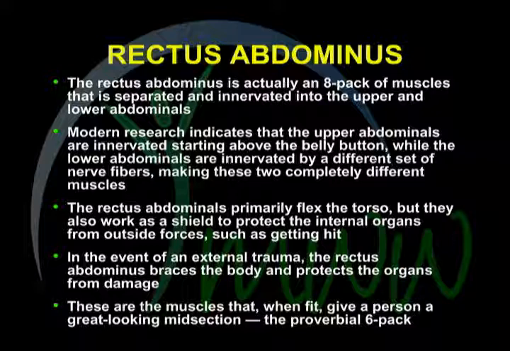The rectus abdominals primarily flex the torso, but they also work as a shield to protect the internal organs from outside forces, such as getting hit. In the event of an external trauma, the rectus abdominis braces the body and protects the organs from damage. These are the muscles that, when fit, give a person a great-looking midsection, the proverbial six-pack.